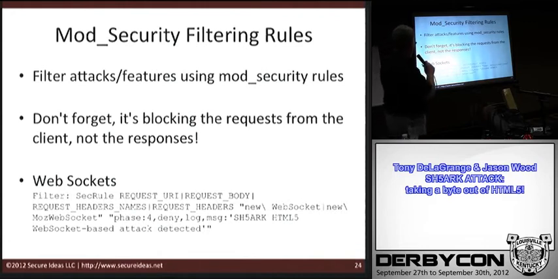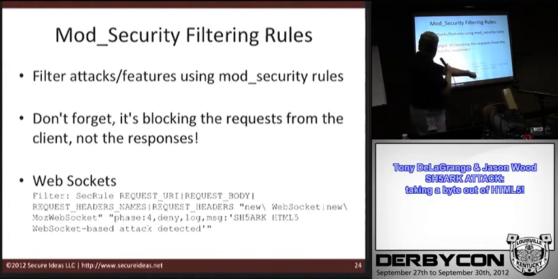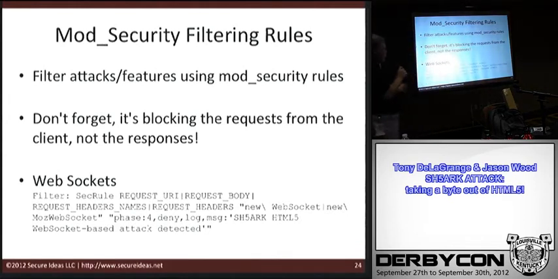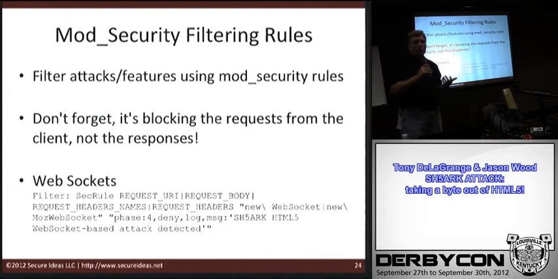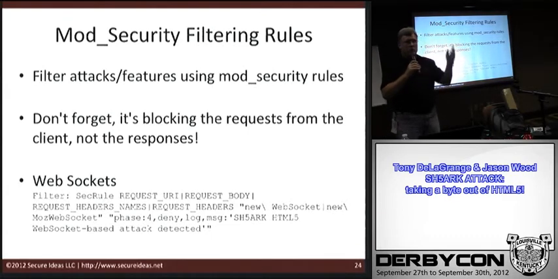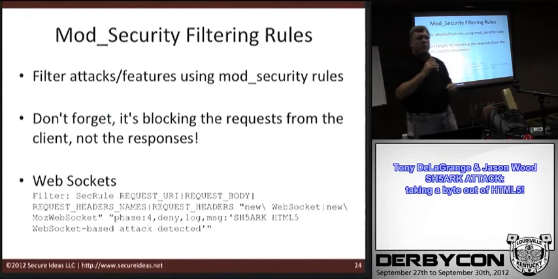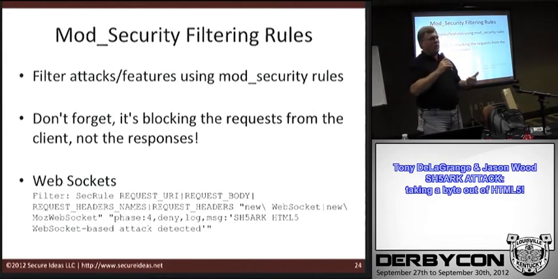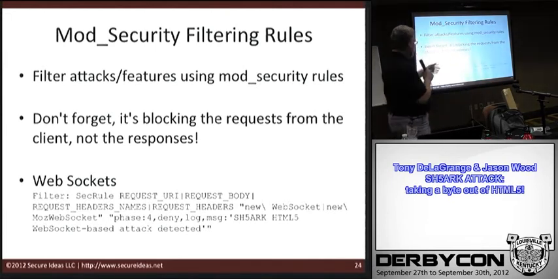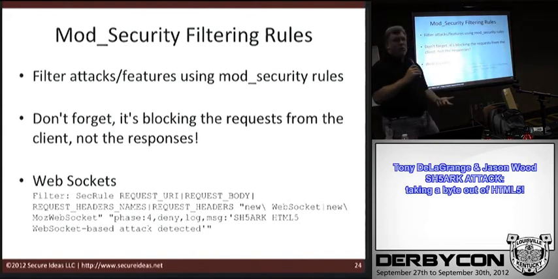So the example we have here is with the WebSockets, and you can see that we're generating a SecRule that's going to be focused on all the different requests: the URI, the body, the header names, the headers. And then over here you can see that basically we're trying to block any kind of request for a new WebSocket. So anytime it's going to see that, if that's part of a normal request, and I can't see why it would be, but if you have a normal request coming from your client to your server that says new WebSocket, then this is going to get blocked.